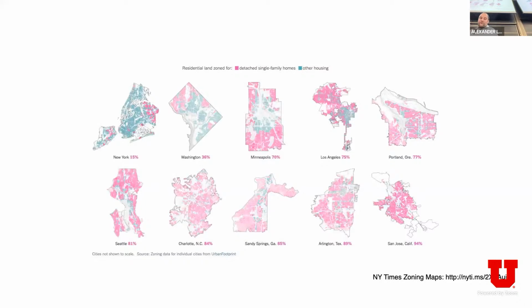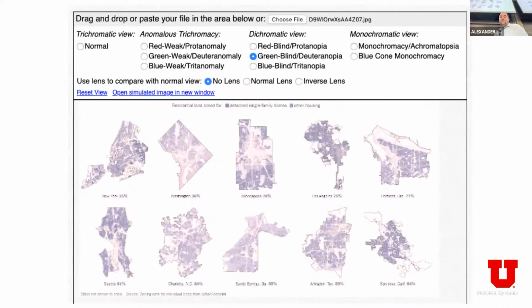Here's another visualization that the New York Times did not that long ago. And I was surprised that they still make these red-green mistakes. I ran it through one of these simulation tools, and this is the result, right? So it's not accessible to anybody who has a red-green weakness.